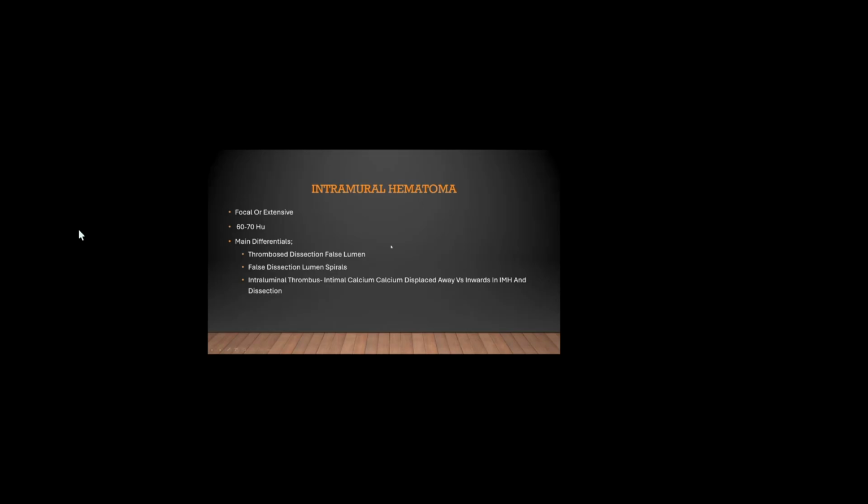To differentiate it from a thrombosed dissection false lumen, sometimes the follow-up would reveal the hematoma decreasing, but if there is a flap, then it will start to appear in the follow-ups. So the presence of a flap would differentiate the dissection from the intramural hematoma.